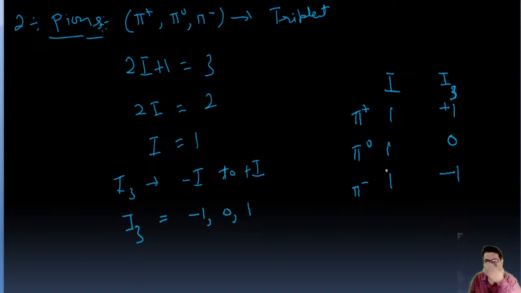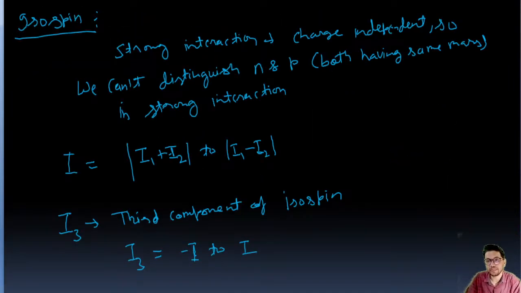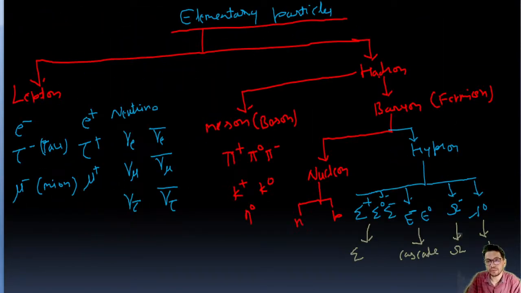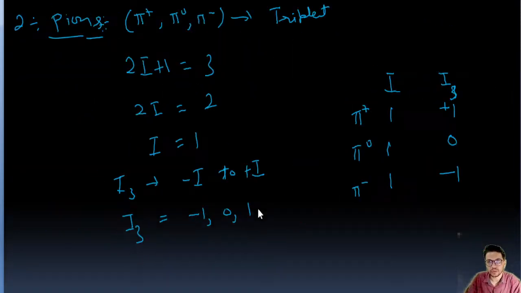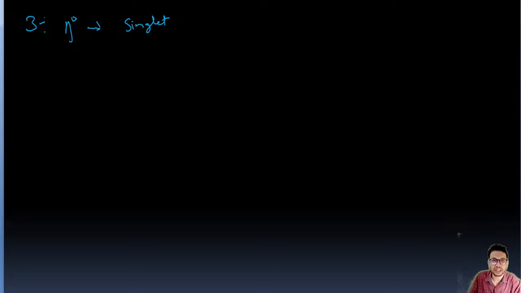Next is the third one, eta naught. For eta naught, this is a singlet, right? For that you need to check the chart, guys. That's why I made a chart first. We talk about eta naught: this is a singlet, only one, so the multiplicity is going to be 1.